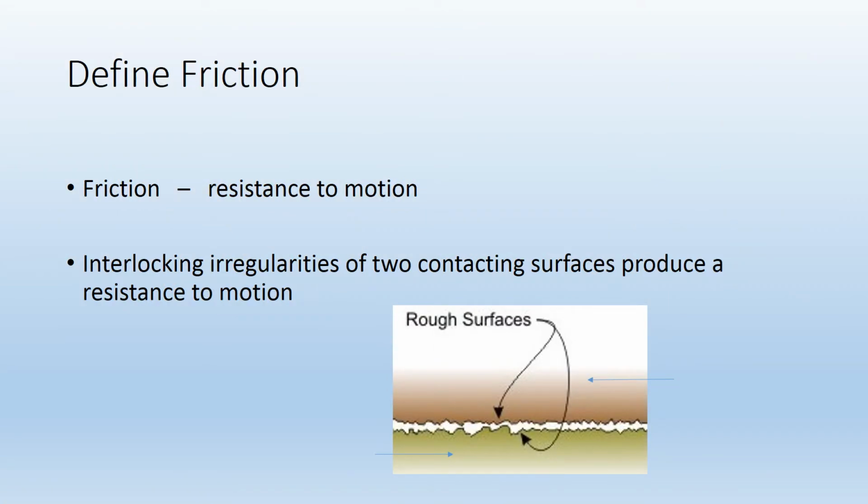Friction. Friction is the resistance to motion. When two surfaces are in contact with one another, the microscopic irregularities on the surface will actually lock the two surfaces together, hindering any motion between those two surfaces.